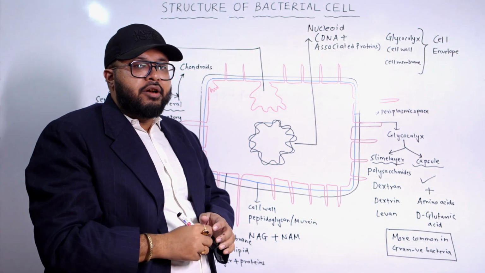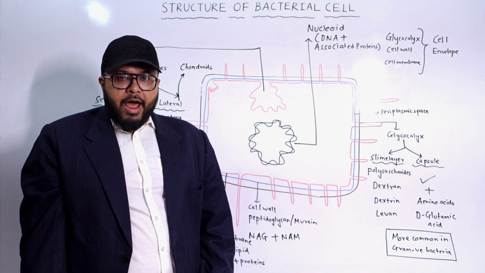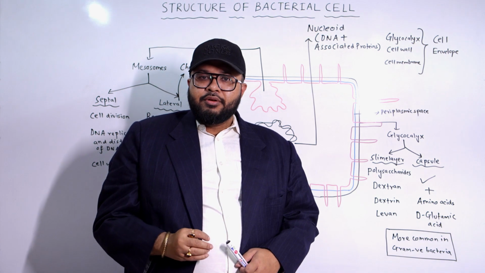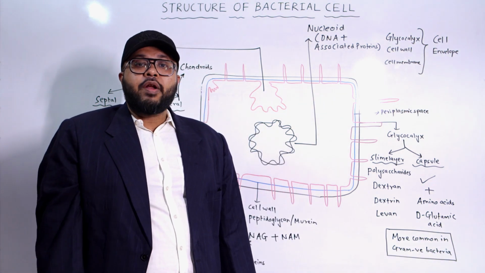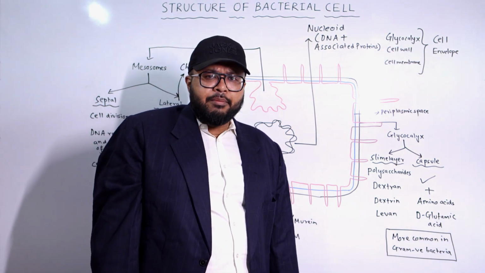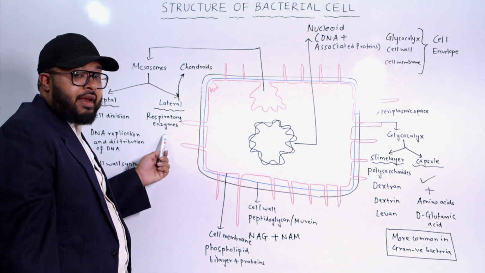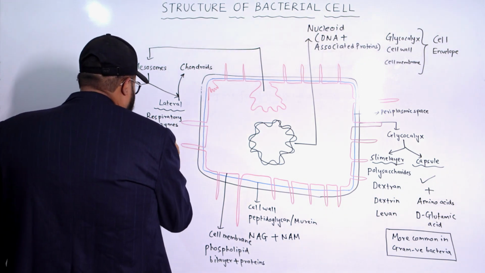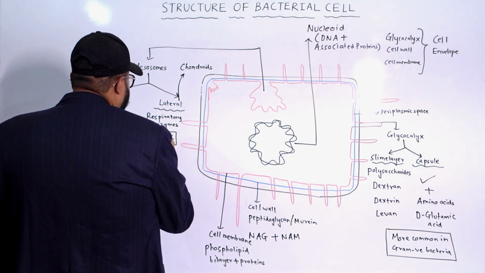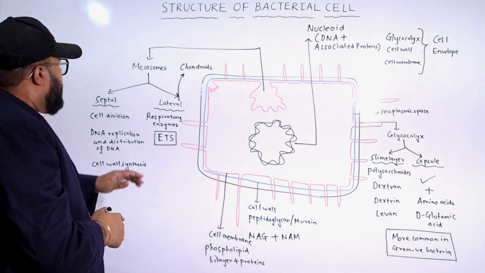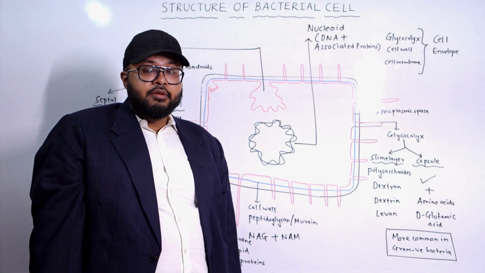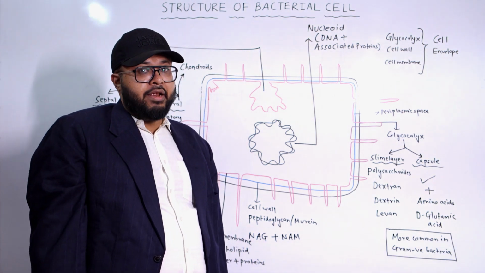In the 10th standard, you have studied that aerobic respiration involves 3 steps: glycolysis, Krebs cycle, and the electron transport system, or the ETS. The electron transport system occurs in the lateral mesosomes. Mesosomes are more prominent in gram-positive bacteria than in gram-negative bacteria.